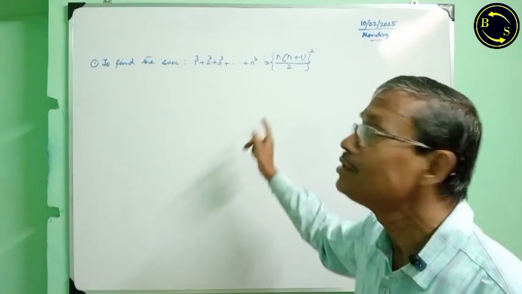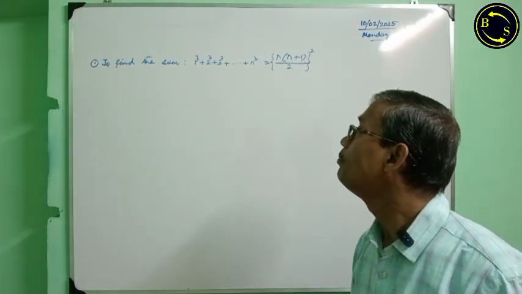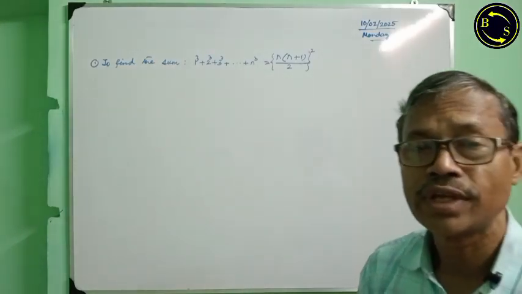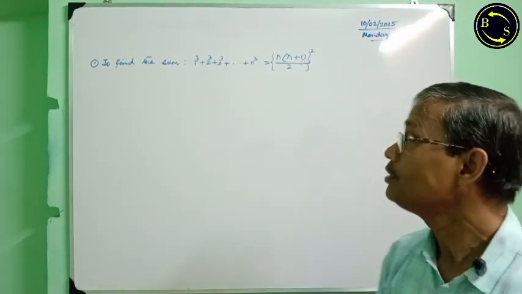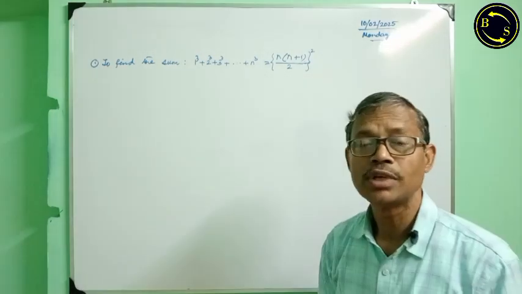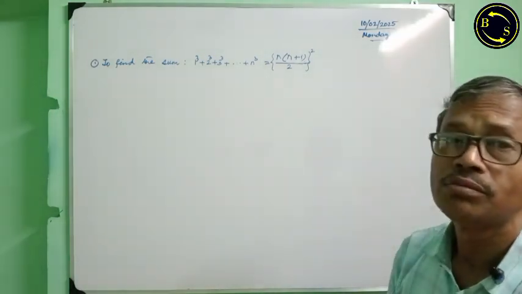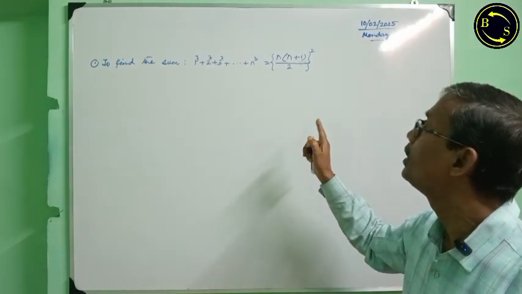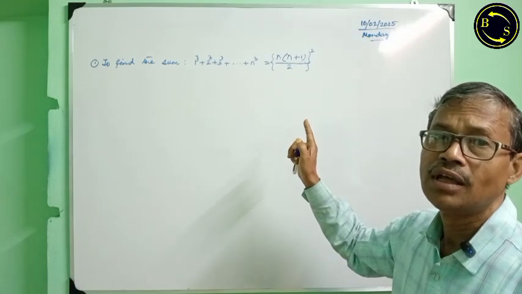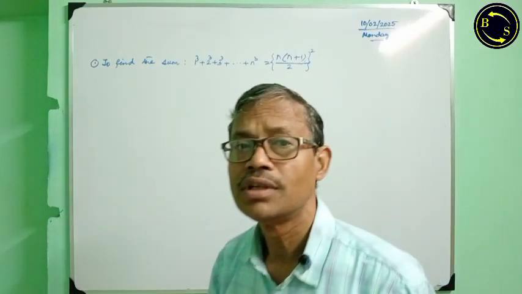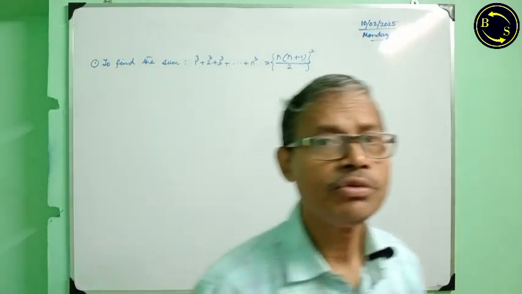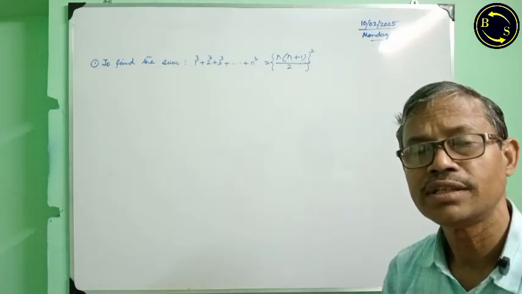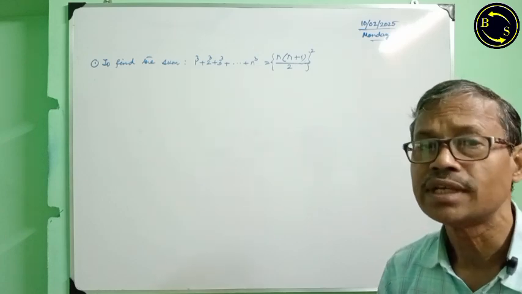Next sum is this: sum of the cubes of first n natural numbers, that is 1 cube plus 2 cube plus 3 cube plus dot dot dot plus n cube, that is equal to n into n plus 1 divided by 2 whole square. I suggest learners or students, you deduce this yourself by using method of induction. Also there is another method, I am not going to discuss that.